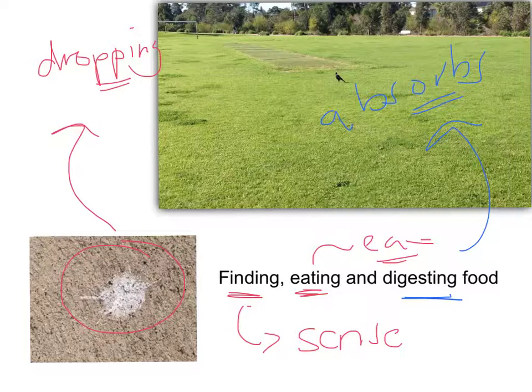So that's why we call a bird a multicellular living thing. It relies on different cells for optimum function.